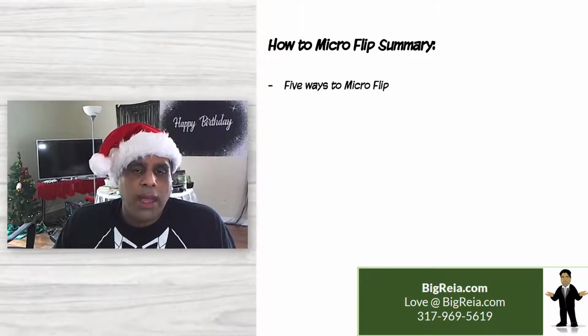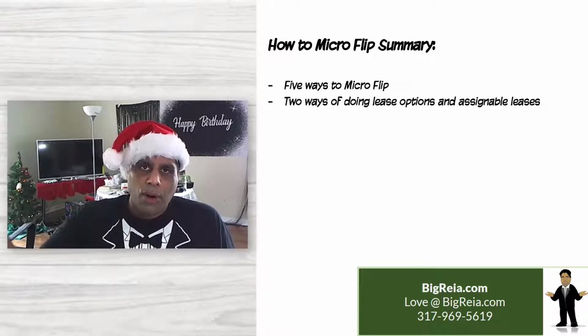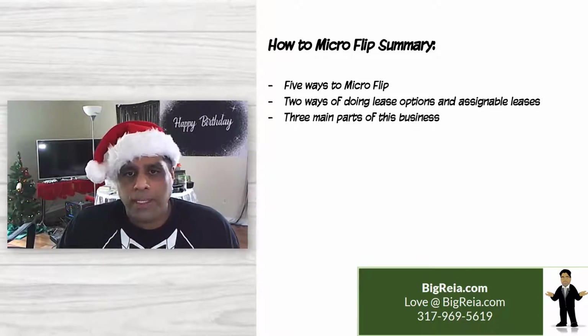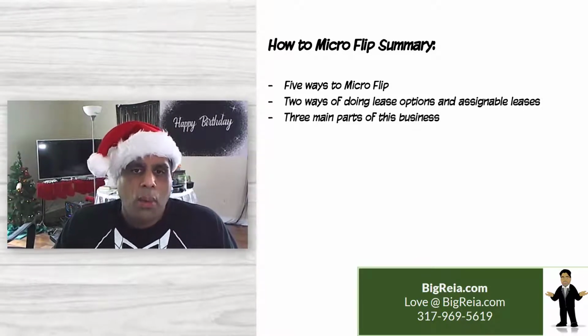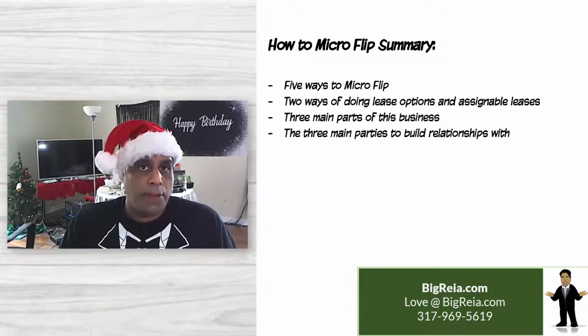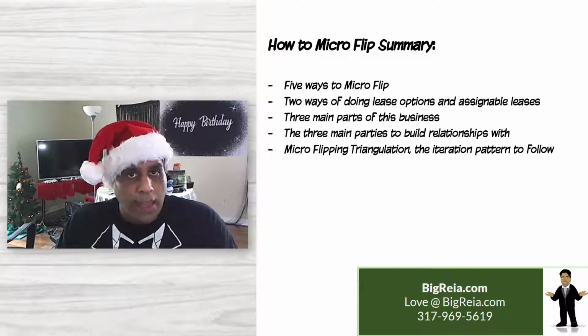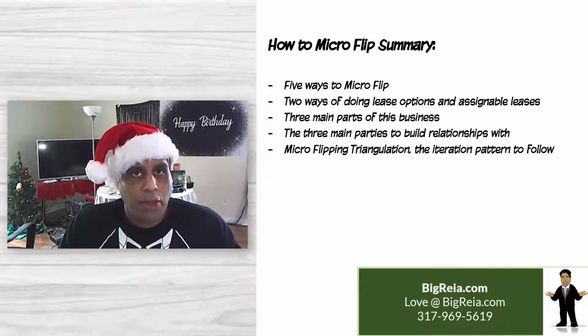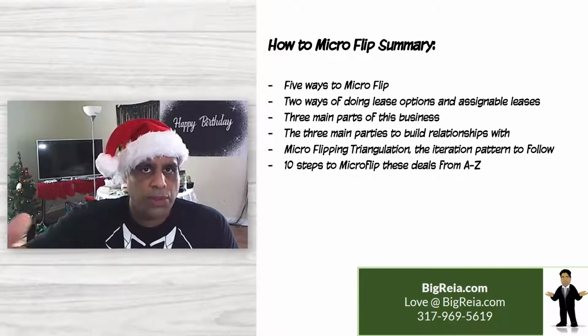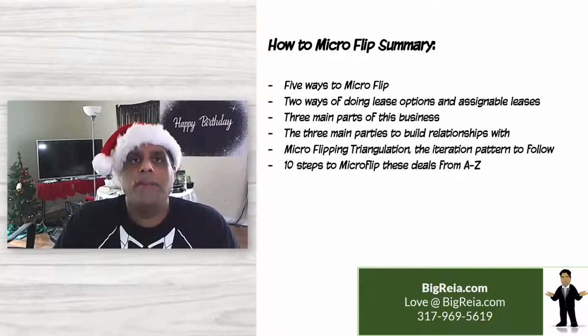How to microflip summary. There's 5 ways we talked about how to microflip. We went over those at the very beginning. We went over 2 ways of doing lease options and assignable lease options. 3 main parts of this business, the 3 main ways to get this going, the 3 main parties that you want to build relationships with, the microflipping triangulation, the iteration, the pattern that you want to follow: the buyers, the agents, and the providers, and how you just want to keep repeating steps 1 through 6, keep going through that until you have your deals closed.